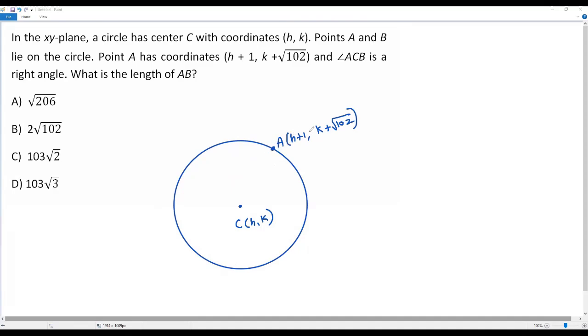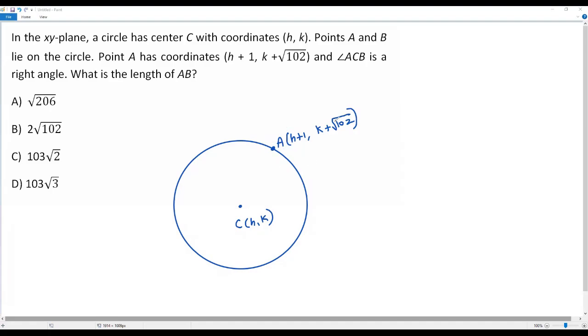For that, we can consider the x-coordinate of the point A, that is h + 1, and the x-coordinate of the center of the circle, that is h. The x-coordinate of A is greater than the x-coordinate of the center by 1. Since it is greater by 1, the point A should be to the right side of the center C.